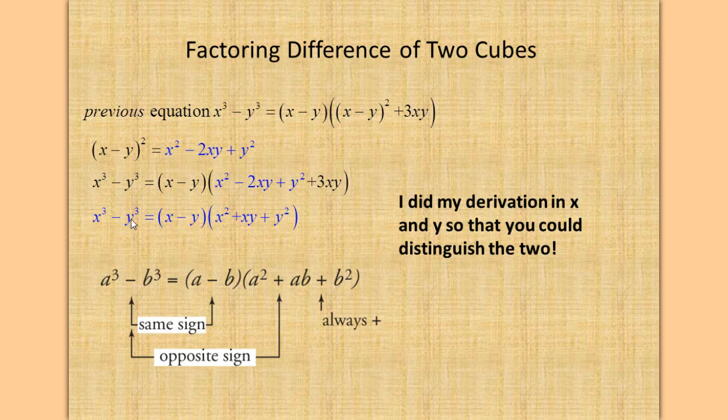x cubed minus y cubed is equal to x minus y times x squared plus xy plus y squared. And it's just like we had at the beginning of our video: a cubed minus b cubed is equal to a minus b times a squared plus ab plus b squared, except that we use the coefficients here. And a is x and b is y. Okay, let's continue.